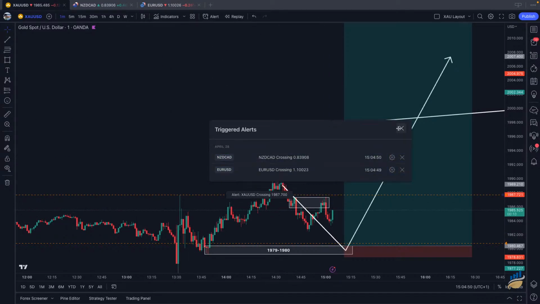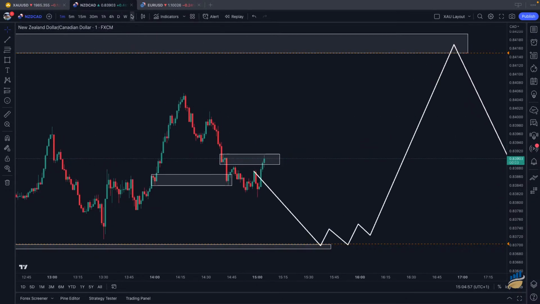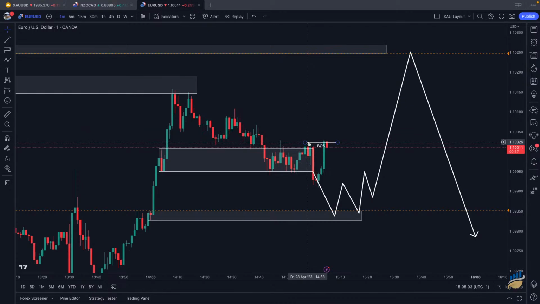XAU USD, NZD CAD, let's have a little look. So price is trading above. Is it going to trade above? Euro USD. So price has broken this high now. So has recent fundamentals come out? So let's just check fundamentals. Okay.